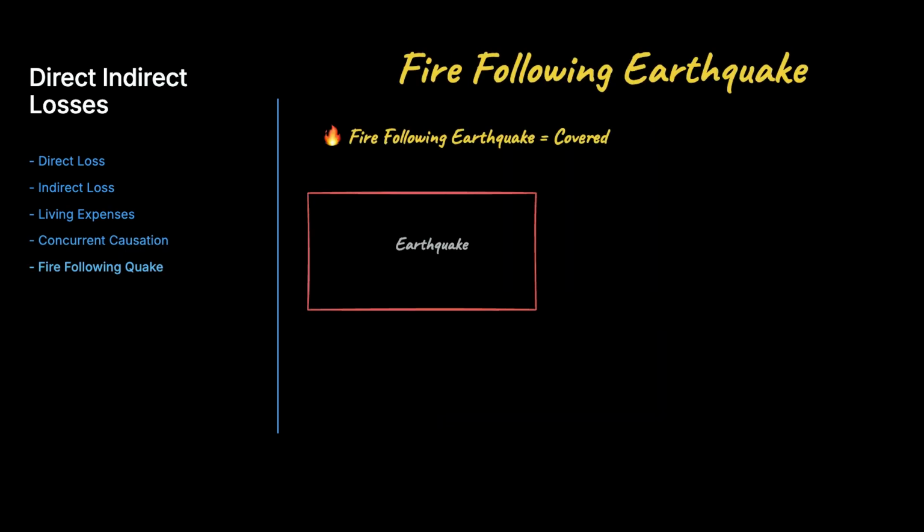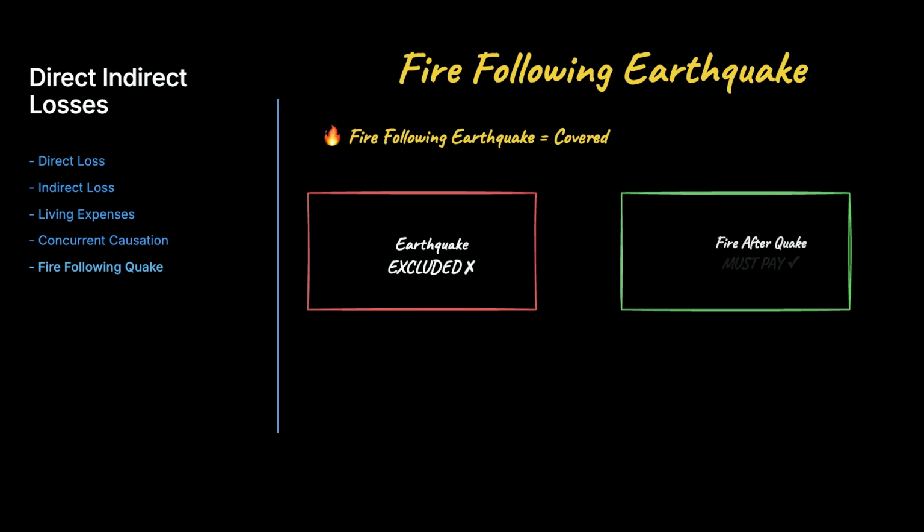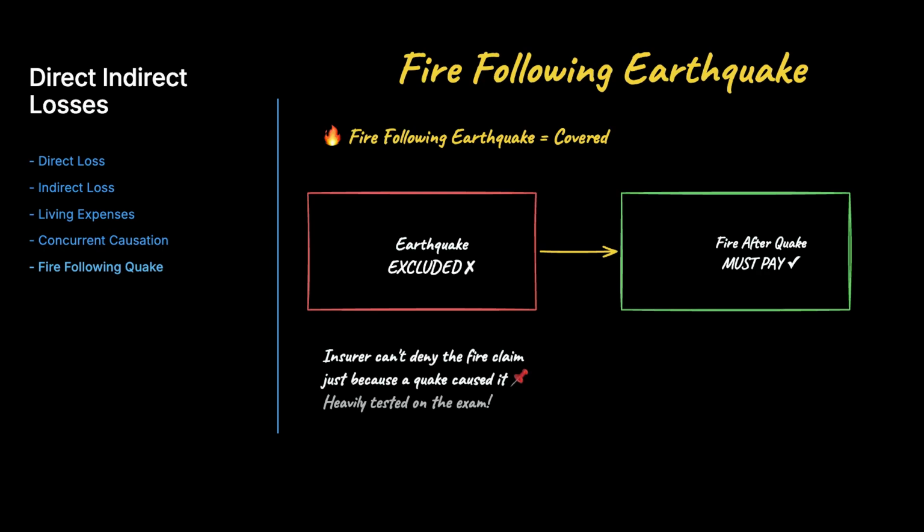California answers head-on with a rule to tattoo on your brain: fire following earthquake is covered. Even though earthquake damage itself is excluded, fire damage that follows or is caused by that earthquake must be paid under a fire policy. The insurer can't dodge the fire claim just because a quake started it. This is heavily tested.